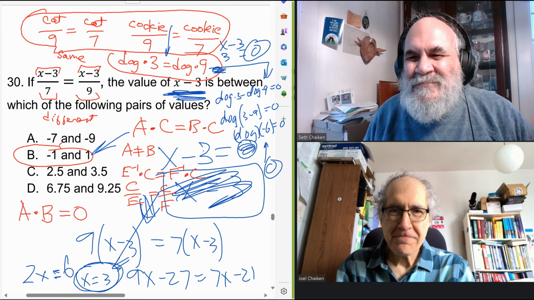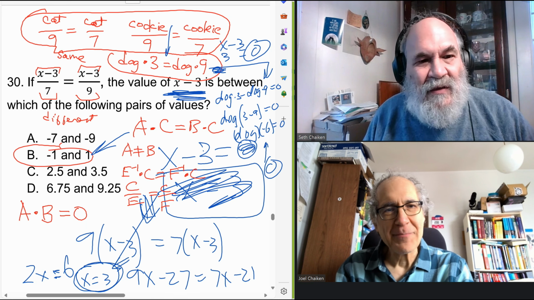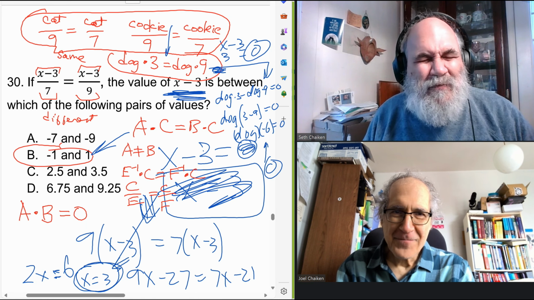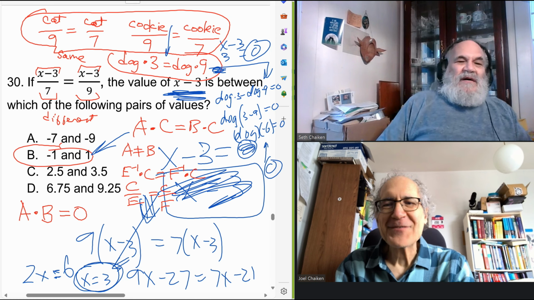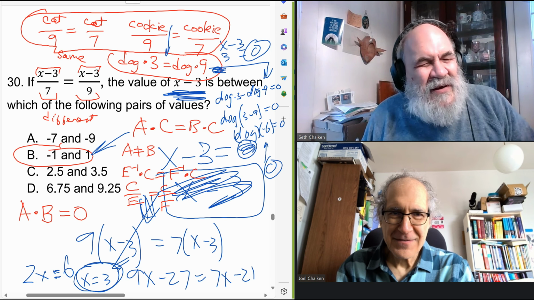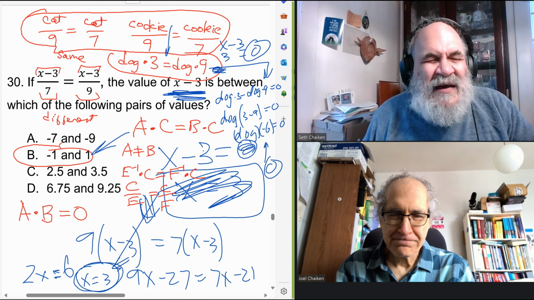Isn't that called the multiplicative property of 0 or something? There's a name for it. What's it called? Well, whatever. It doesn't matter what it's called.